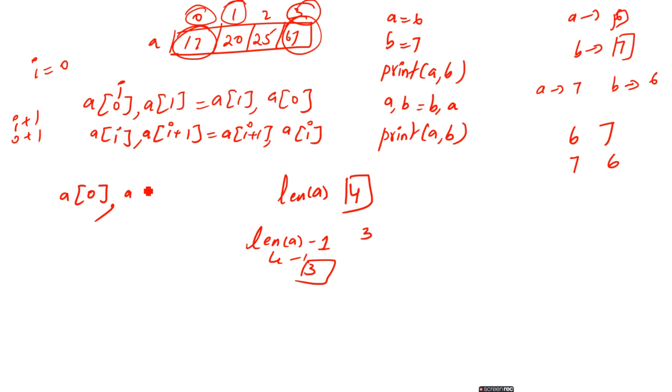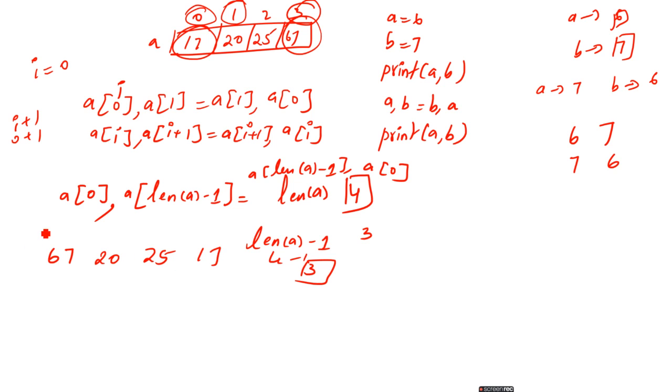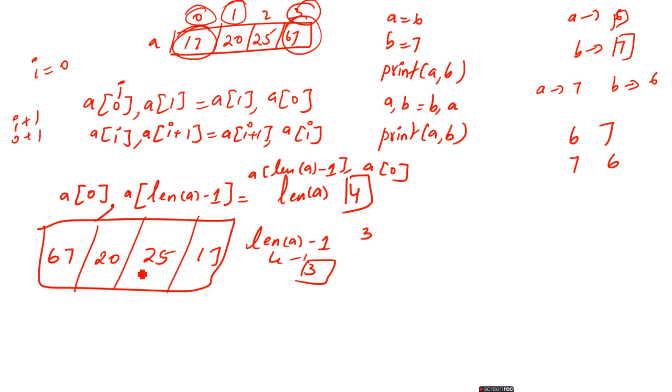A of 0, then inside the square bracket we can write length of A minus 1 equal to. So we are swapping the values. Okay, we can write like this. A of length of A minus 1, comma A of 0. So what will be happening in the list? In the list, 67 will be there in the beginning, then 20, 25, then 17. In this way, we will be getting the elements of the list. Now, we can write the program code.